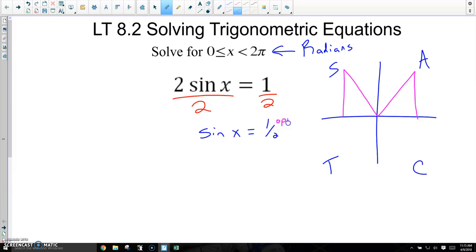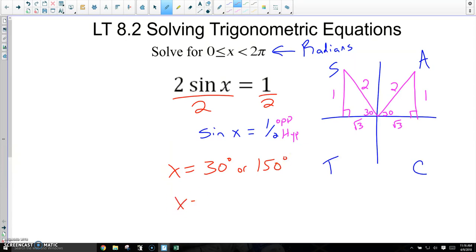This is opposite over hypotenuse. So I'm going to label the opposite as 1, the hypotenuse is 2 in both of those triangles. Now if you did the Pythagorean theorem, you would find this side, 4 minus 1 is 3, so these are the square root of 3. That makes this a 30-degree angle in both triangles. So we would say that x is equal to 30 degrees or 150 degrees.